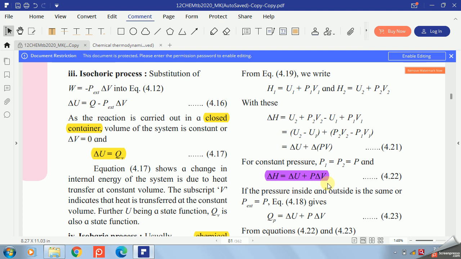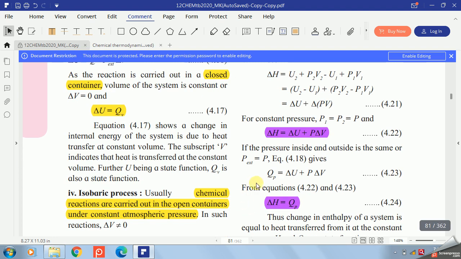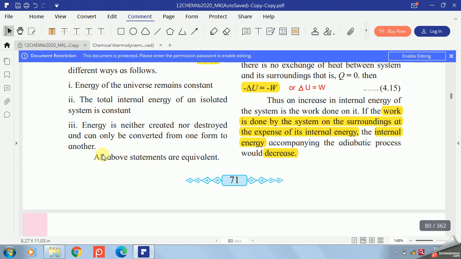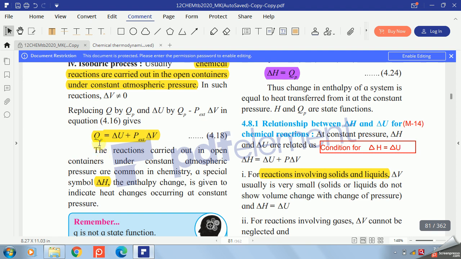In your exam, there may be a question to derive delta H is equal to delta U plus P delta V. Always mention, when you derive the equation, the meaning of each term. Delta H is the change in enthalpy, delta U is the change in internal energy, and P delta V is the pressure-volume type of work. Now if the pressure inside and outside is the same, or P_ext is equal to P, then in the previous expression we already wrote Q_P is equal to delta U plus P_ext into delta V.